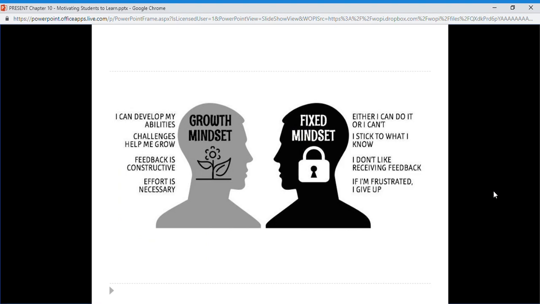So this is the last slide that we're going to look at for this particular chunk of the video. And it's just a nice graphic that encapsulates what each mindset is all about. So with growth mindset, I can develop my abilities. Challenges help me grow. Feedback is constructive. Effort is necessary. And with a fixed mindset, either I can do it or I can't. I stick to what I know. I don't like receiving feedback. If I'm frustrated, I give up. Very black and white.